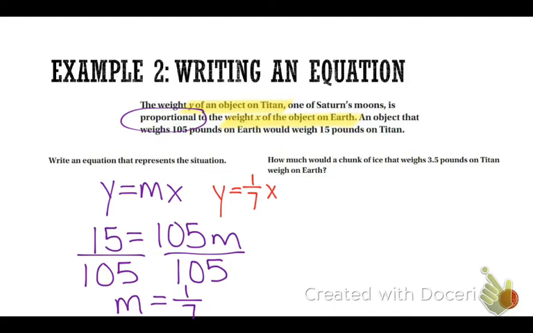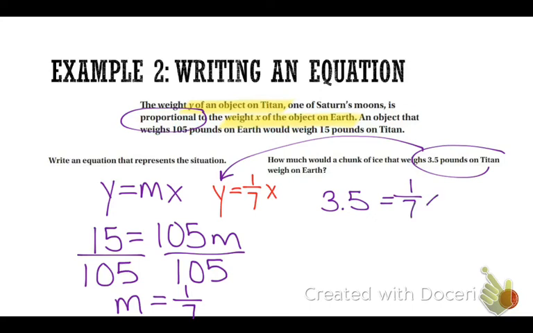Okay, so here's what it looks like. 3.5 pounds on Titan gets plugged in for y. So I get 3.5 equals 1/7 x. Well, how do I solve for x? What do I need to do to get rid of 1/7? How do I solve for it? I need to flip it and multiply, right?